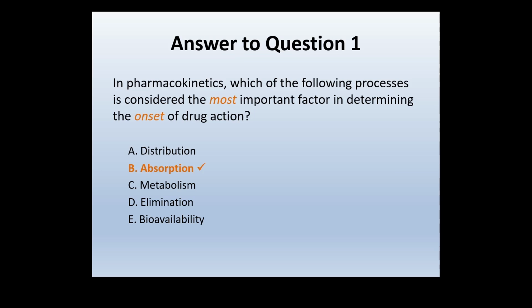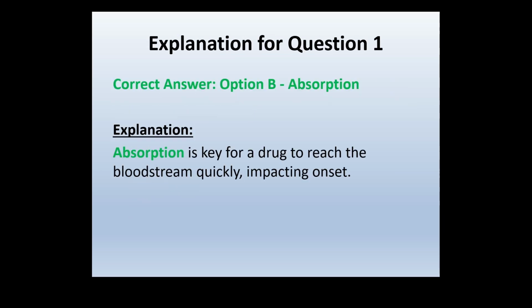The answer is option B. Absorption. The explanation is as follows. Absorption is key to determining how quickly a drug can reach the bloodstream and begin exerting its effects. This onset is crucial for understanding the drug's timing and efficiency in therapeutic settings.